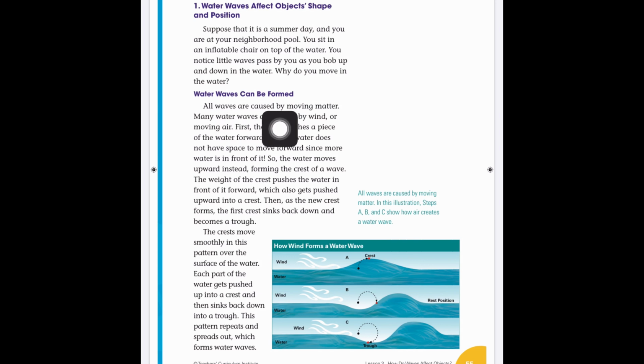All water waves are caused by moving matter. Many water waves are caused by wind or moving air. First, the wind pushes a piece of water forward, but the water does not have the space to move forward since more water is in front of it. So the water moves upward instead, forming the crest of the wave. The weight of the crest pushes the water in front of it forward, which also gets pushed upward into a crest. Then as the new crest forms, the crest sinks back down and becomes a trough.